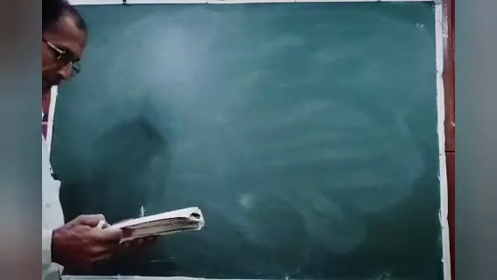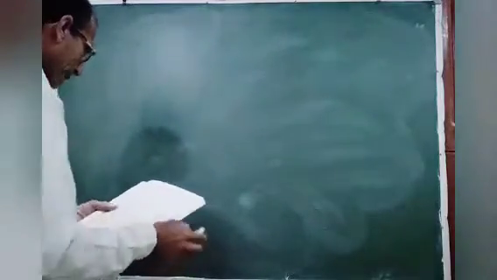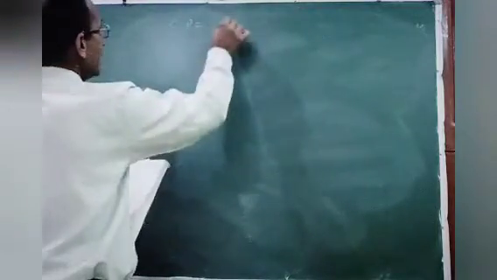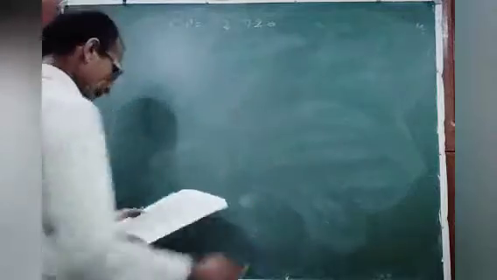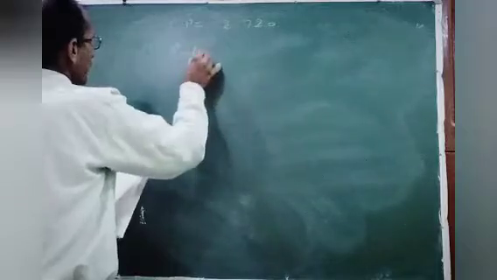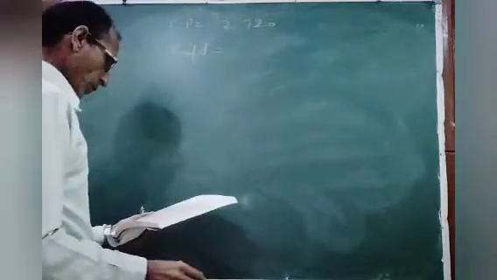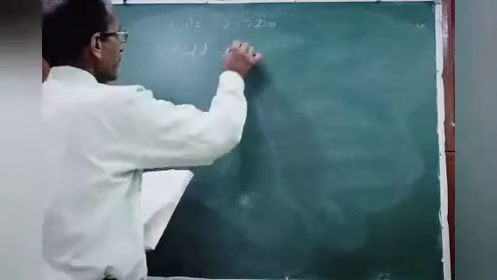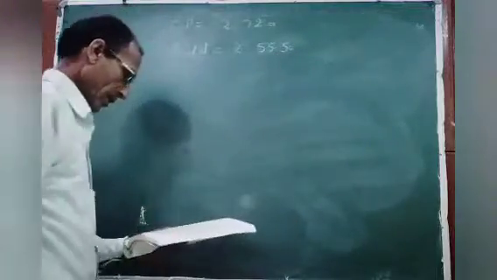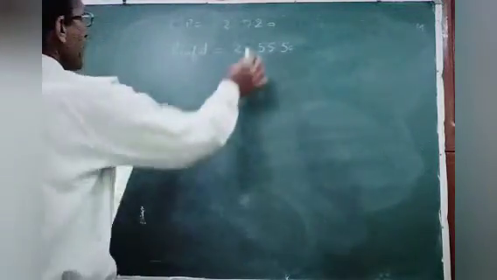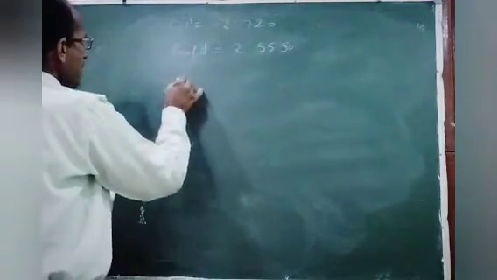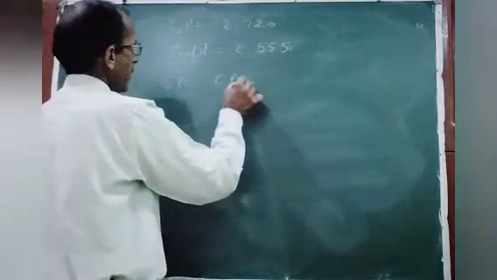Second part. Second question. CP is given, rupees 720. Profit is 50.50. So what we have to find? We have to find SP. So CP is given, profit is given. So SP will be CP plus profit.